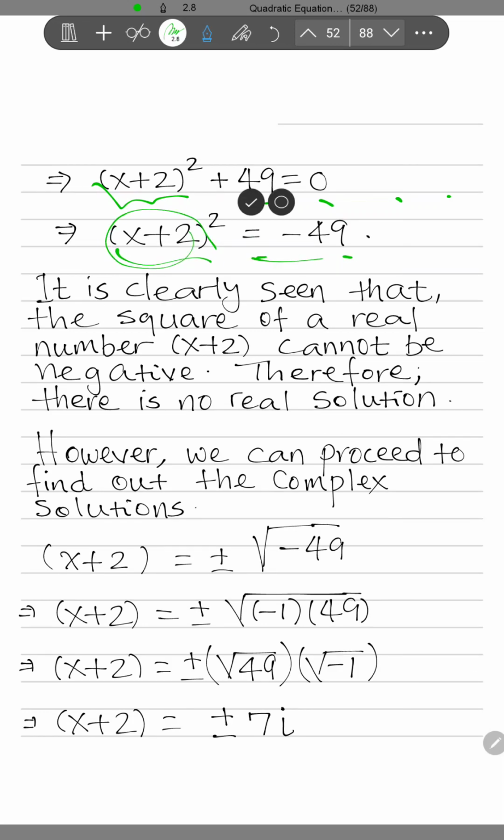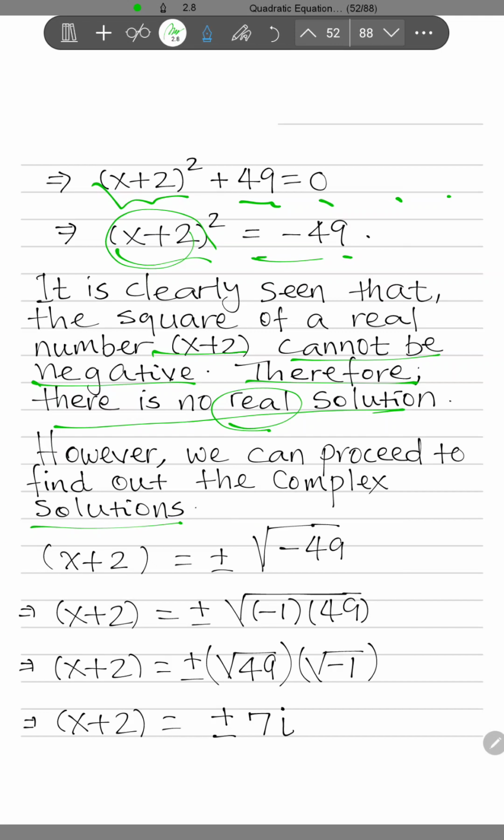The square of a certain expression is negative. In a real number system, we don't have such a thing. So the solution set for this has to be either complex numbers, or we can say there is no real solution. Okay, there is no real solution. Good. Is there any complex solution? Yes. Can we solve for it? Yeah, we can solve. It is clearly seen that the square of a real number, x plus 2, cannot be negative. Therefore, there is no real solution. However, we can proceed to find out the complex solutions.